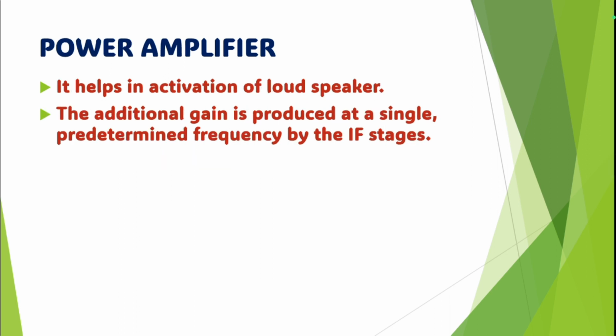So next we come to our power amplifier. It helps in activation of a loudspeaker. The power amplifier is always used in the output section. Here the output section is our receiver section, and our topic is the superheterodyne radio receiver. So in a receiver we use a power amplifier, where additional gain is produced at a single predetermined frequency by the intermediate frequency stage. By using this, we can activate our speaker.